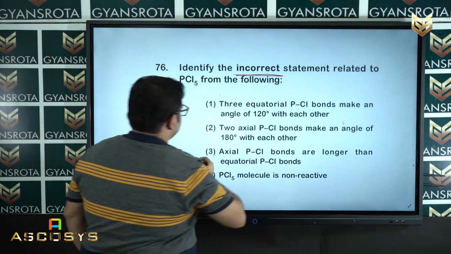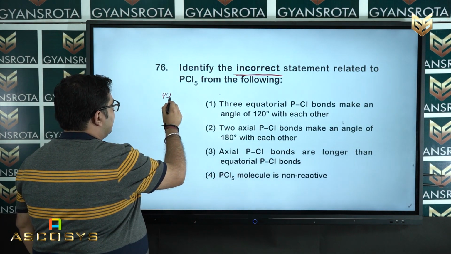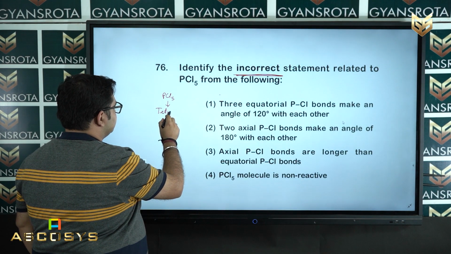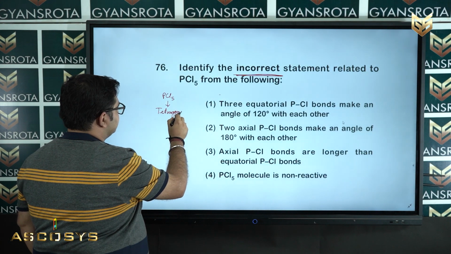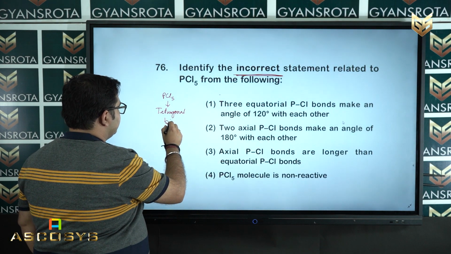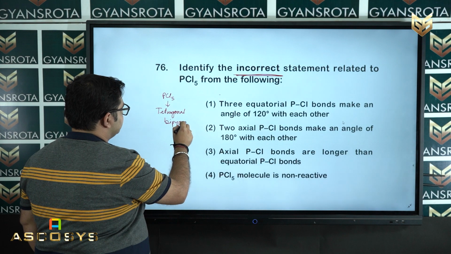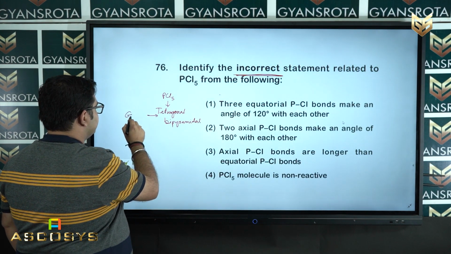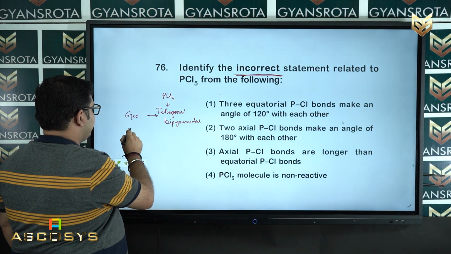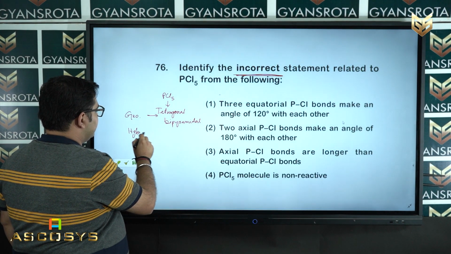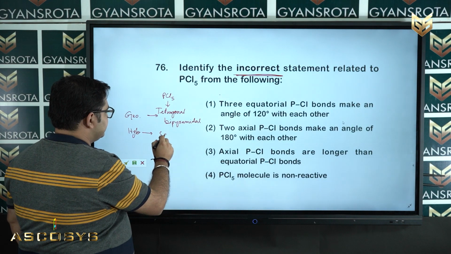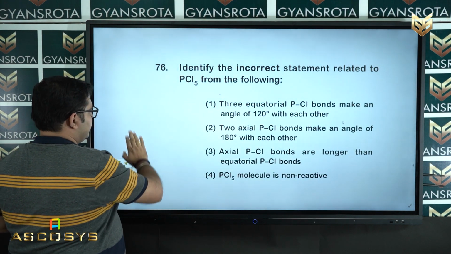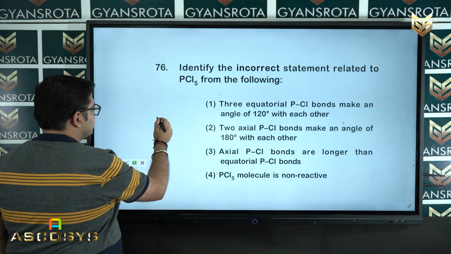Okay. So, if you see PCl5, it is a trigonal bipyramidal. This is the geometry. And what is the hybridization? The hybridization is sp3d. So, again I am going to rub this part, and I will draw the structure.